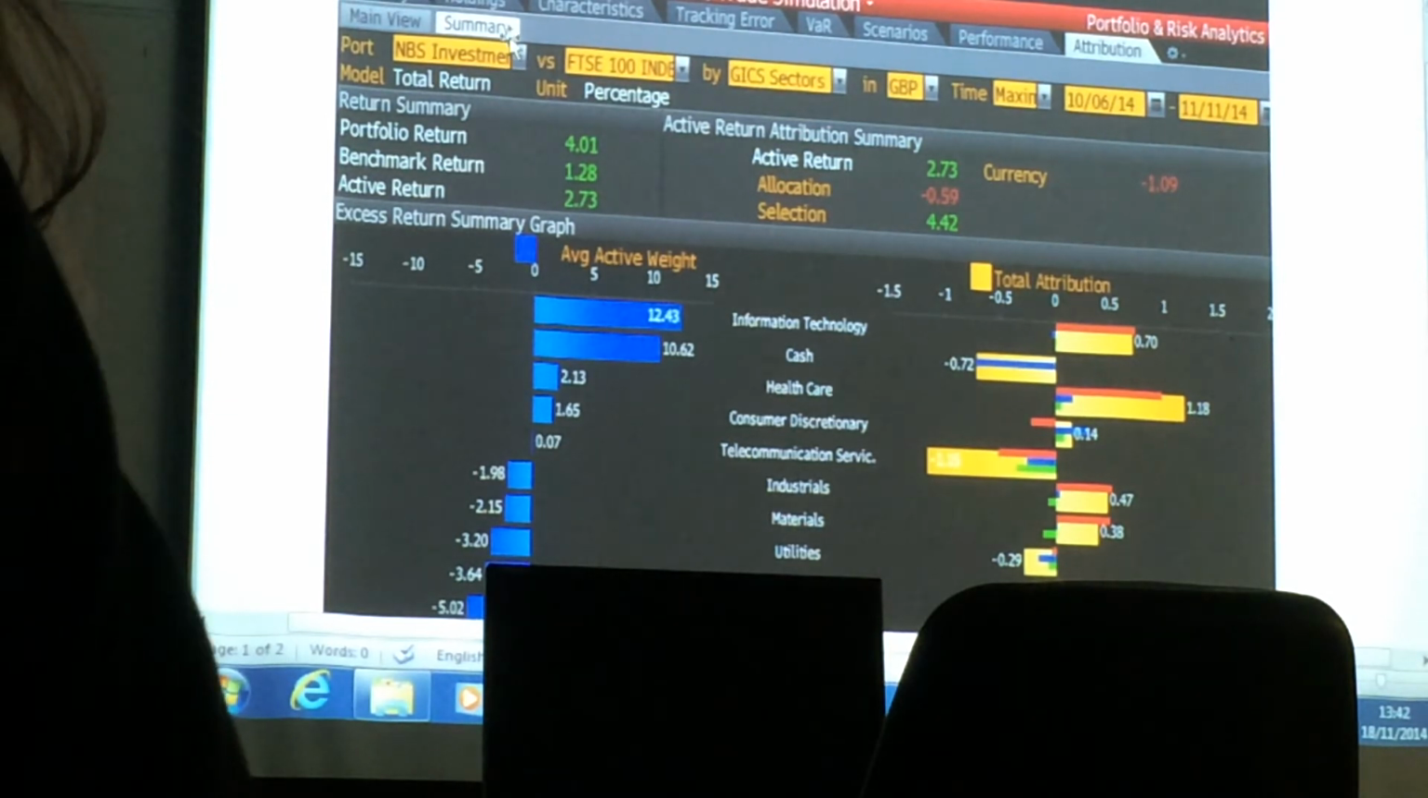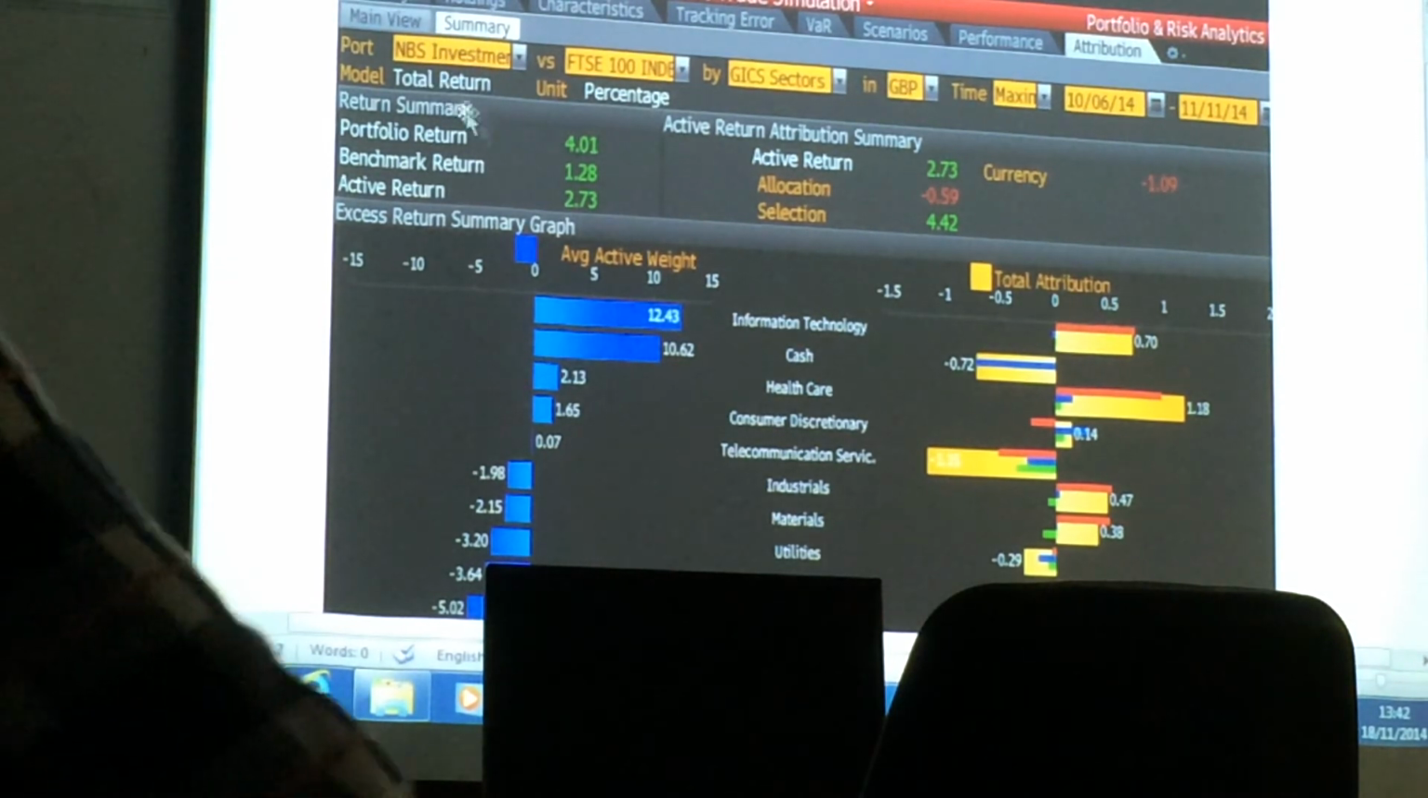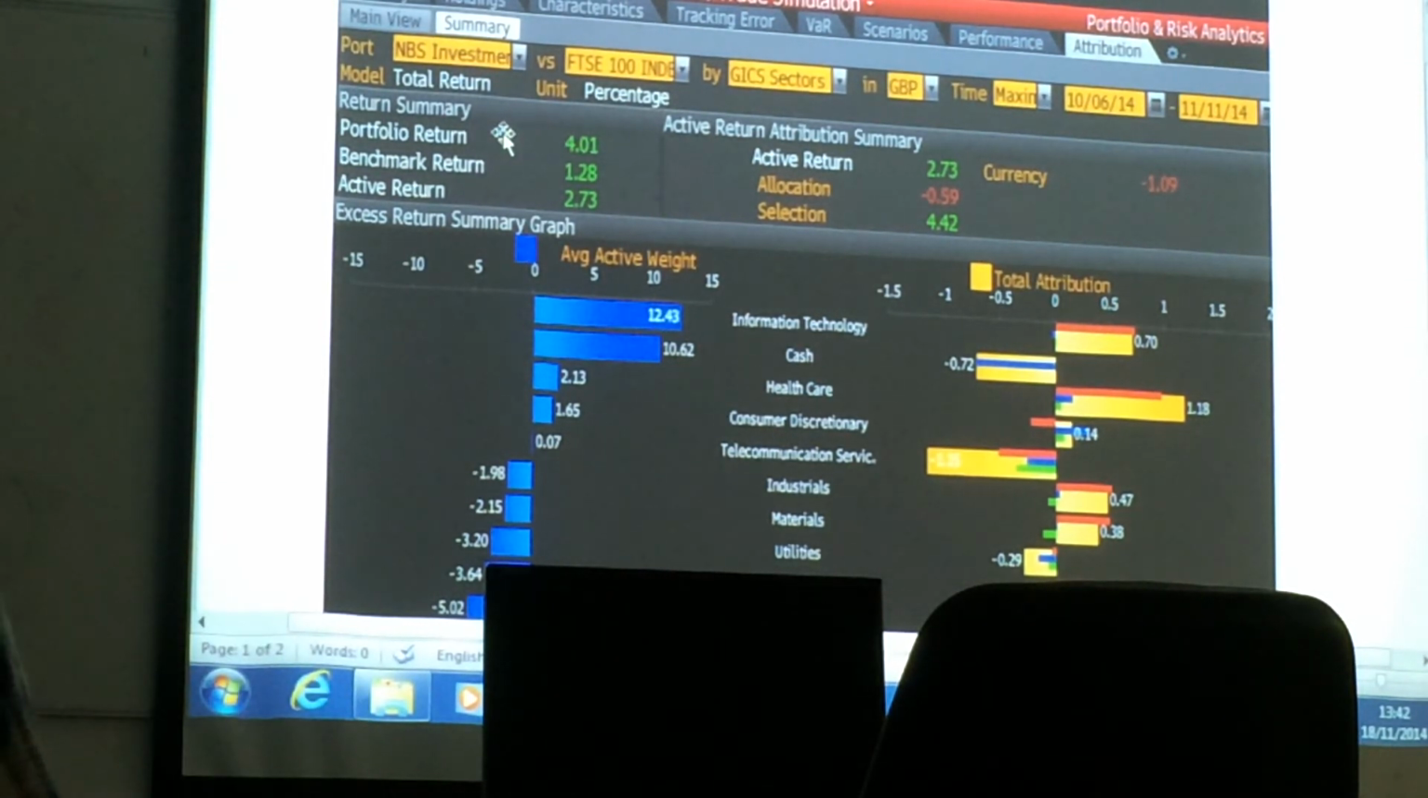What you have to do here is pick your portfolio. Now this portfolio is actually the investment competition that you guys are in. This portfolio is everyone's ideas combined, so it's like a collective view of how everyone's doing. It's against the FTSE 100.